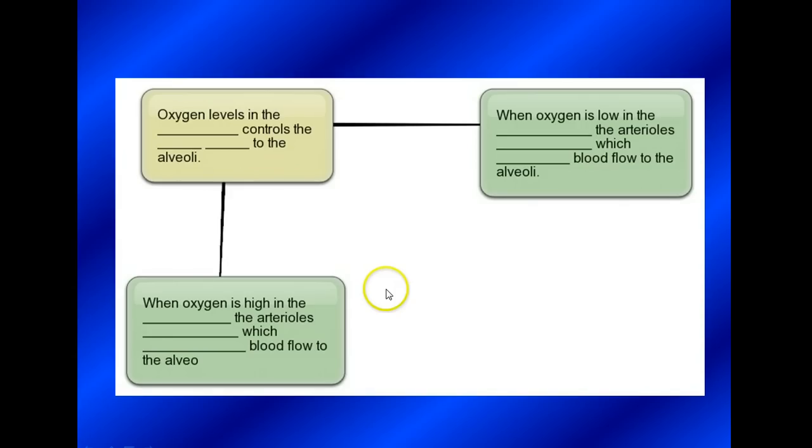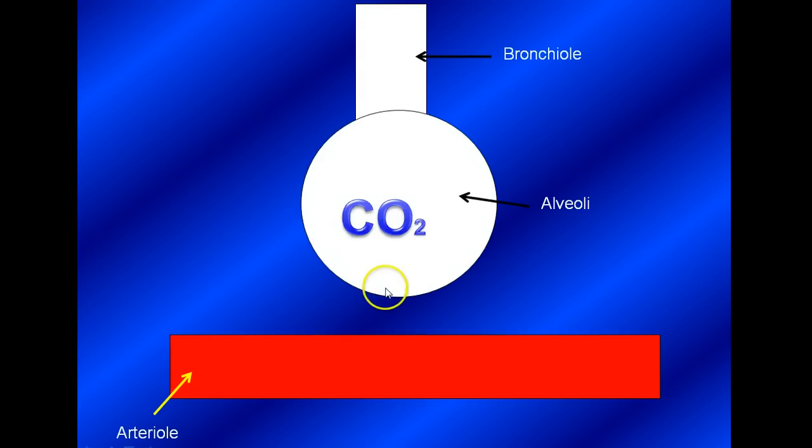Now let's look at airflow. What's going to control airflow is the bronchioles. What controls what bronchioles do is the amount of carbon dioxide in the alveoli. So carbon dioxide levels control what the bronchioles do.